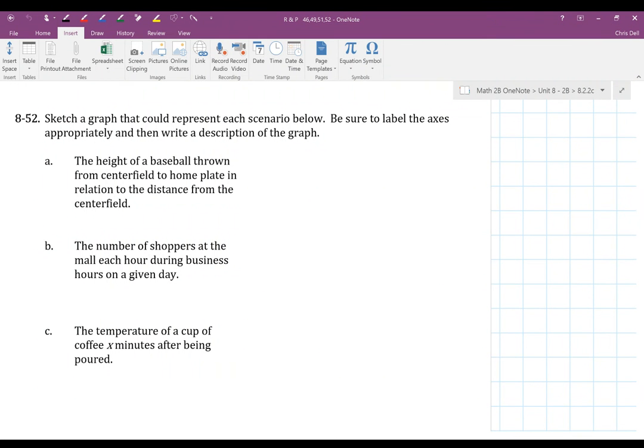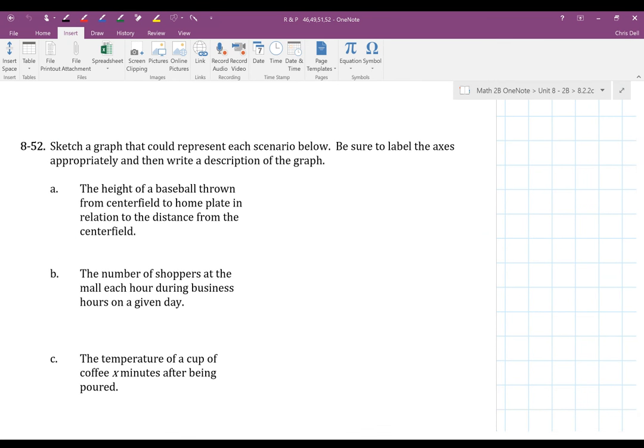We're going to look at some descriptions, and from those descriptions, create a graph, right? Label our axes and just sketch a graph to represent each scenario. So this is a problem coming from CPM's Integrated Math 2, section 8.2.2, number 8-52.